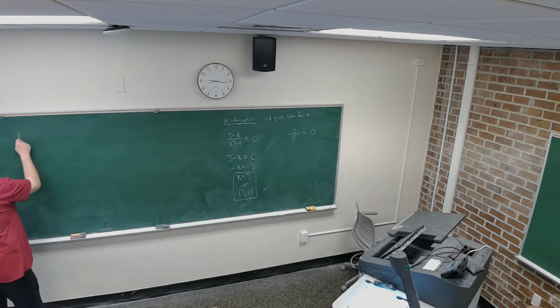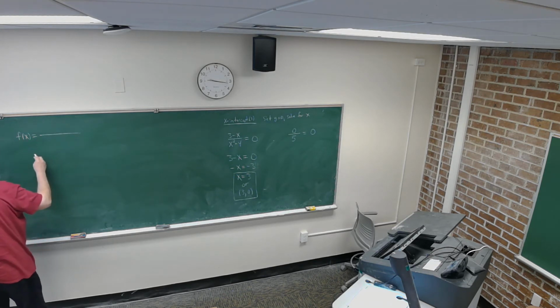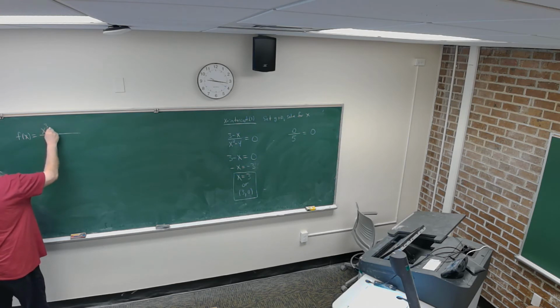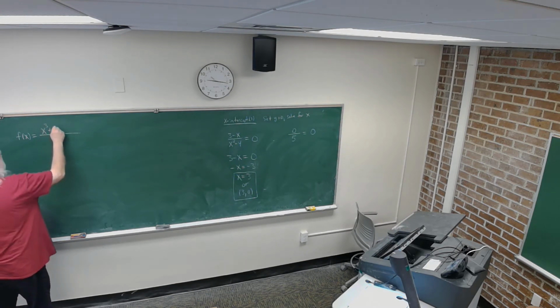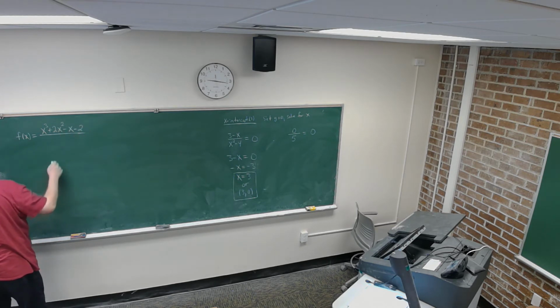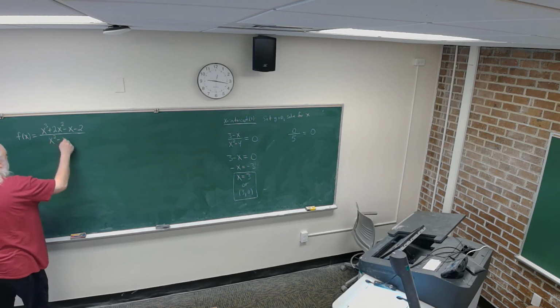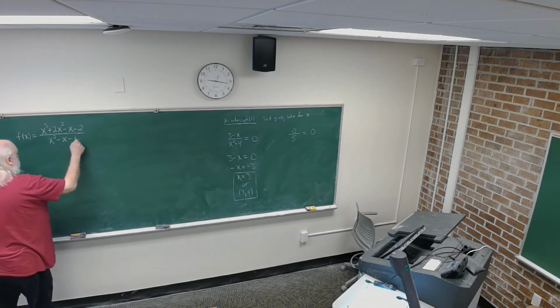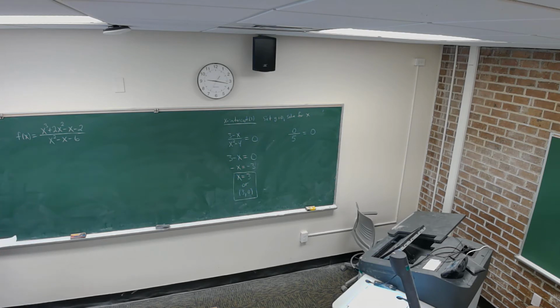We have f of x is equal to x cubed plus 2x squared minus x minus 2 over x squared minus x minus 6. Okay. And you might want to leave this space to the right blank, because we're going to end up having to do some factoring.